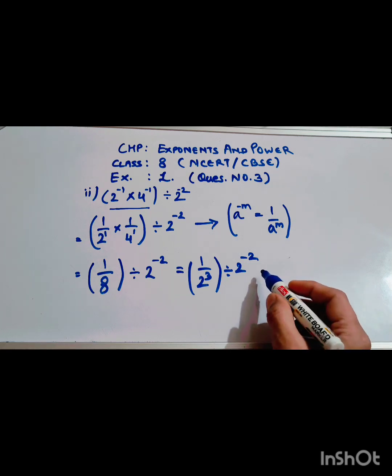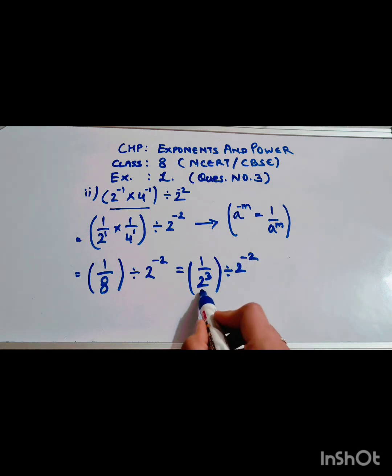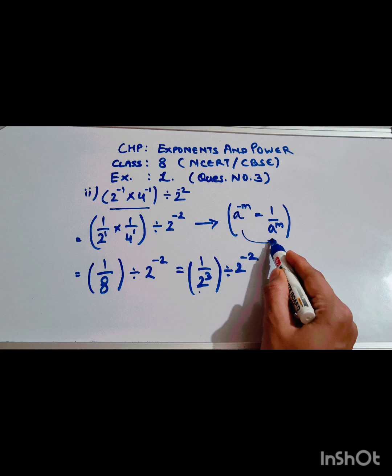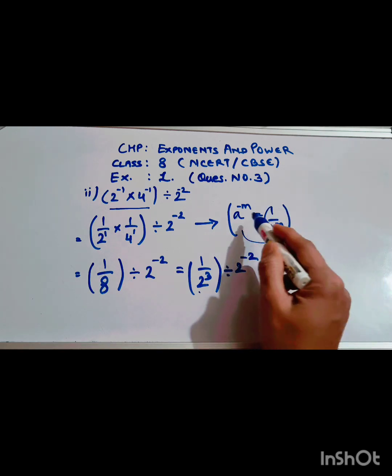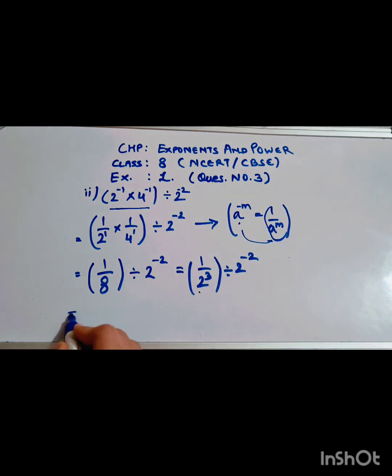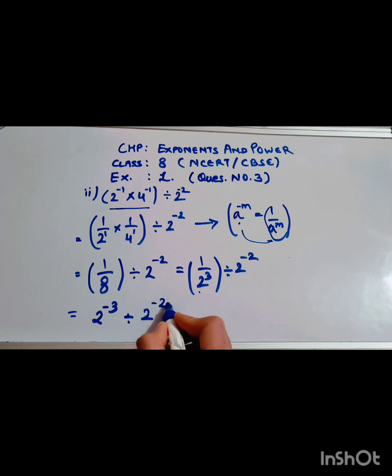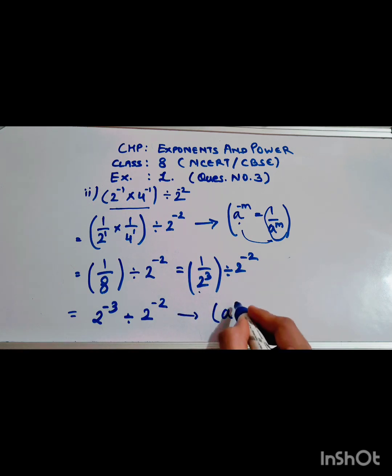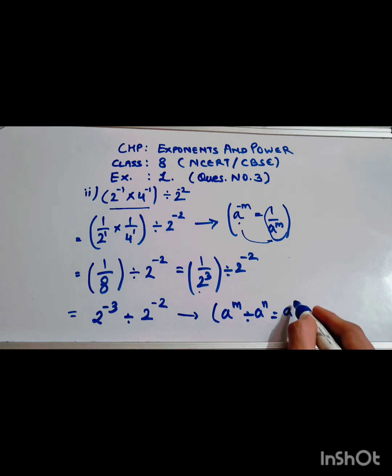Now I can apply this rule in reverse. If we have this given, then I can write it like this: 2 raised to the power minus 3 divided by 2 raised to the power minus 2. Now we have a rule, that is a raised to the power m divided by a raised to the power n, then we can write it as a raised to the power m minus n.